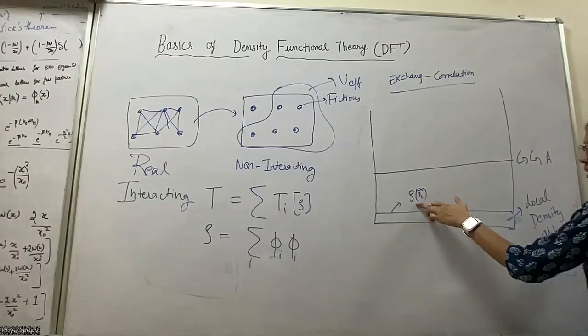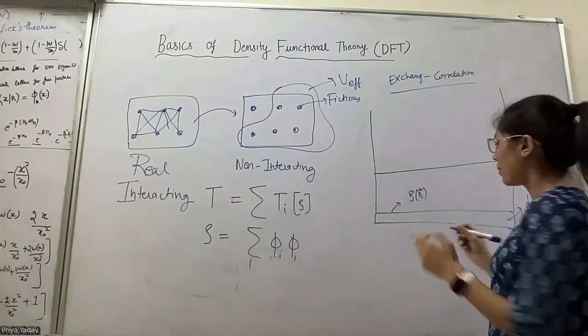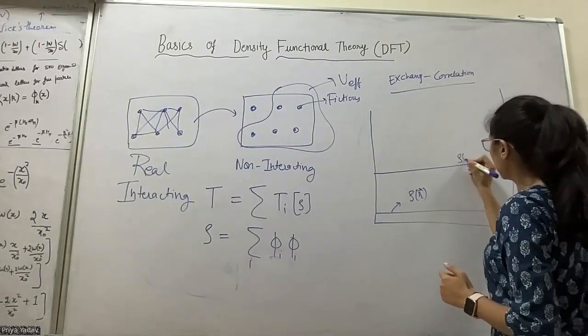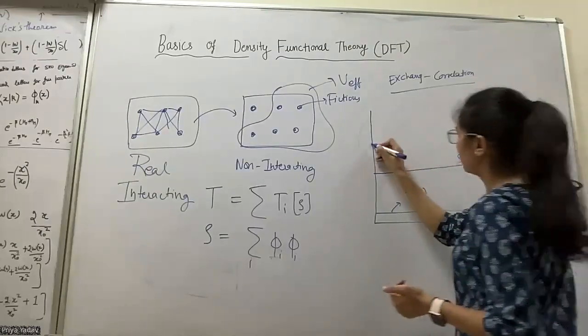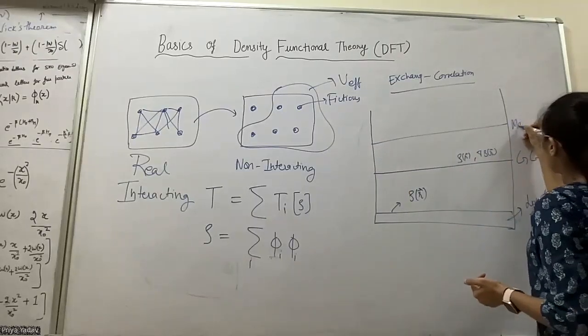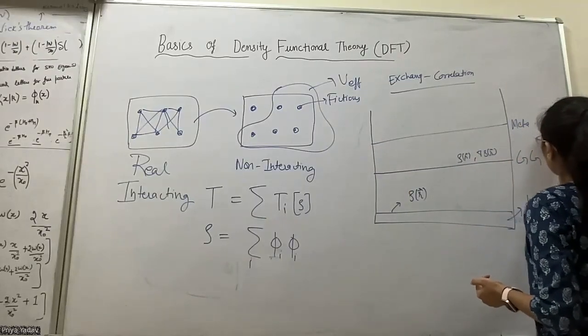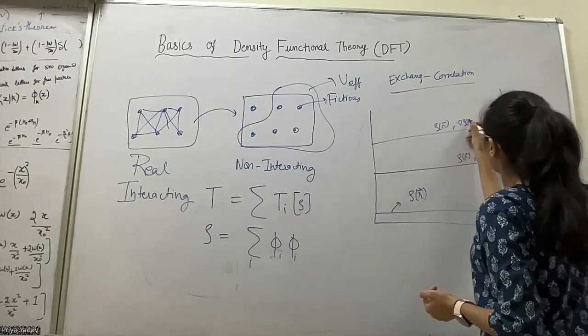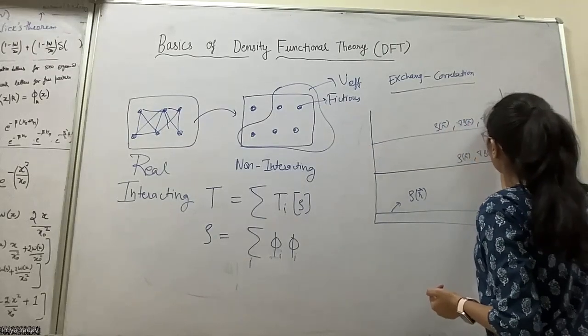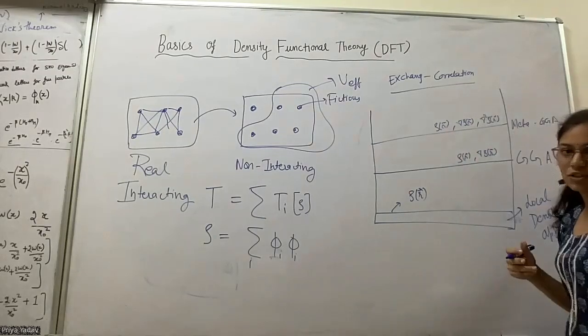Okay, then comes GGA, which is generalized gradient approximation. So to increase the accuracy, apart from using electron density, they have used the gradient also. Then meta GGA. So in meta GGA, they used rho R, gradient of rho R, and Laplacian of rho R. So they use the Laplacian also.